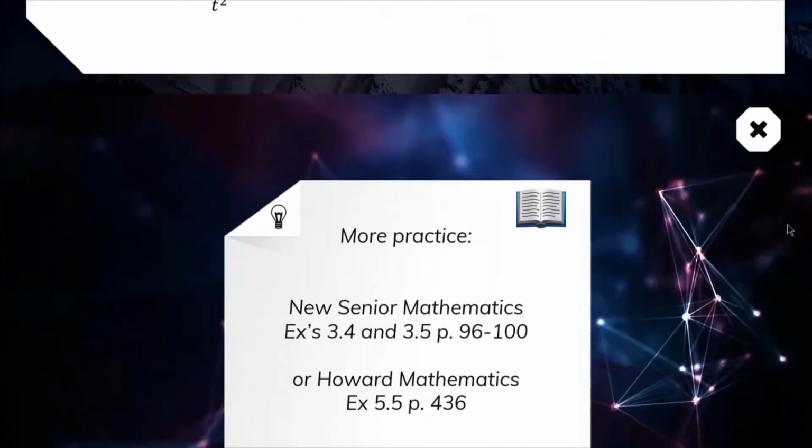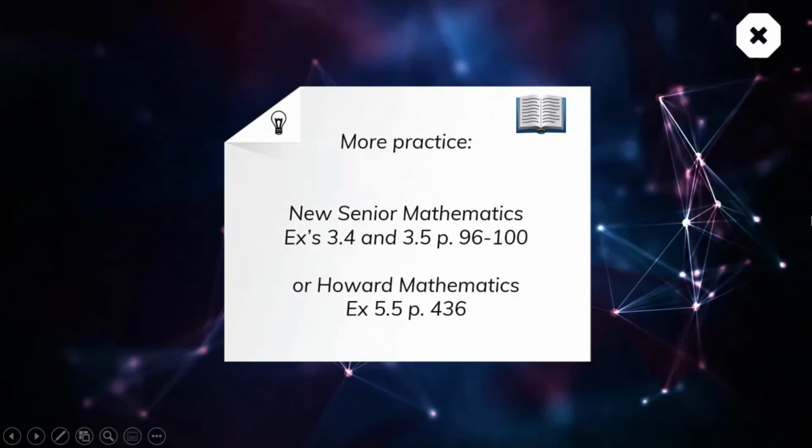All right, so that's it for today. If you want some more practice with these types of questions, you can look up 3.4 and 3.5 in the new senior mathematics textbook. That's from pages 96 to 100, that's online. Or if you want exercise 5.5 in Howard Mathematics, it's not as in-depth, but still some good questions in there. So you can pick either of those, or if you're super keen, you can work through both.